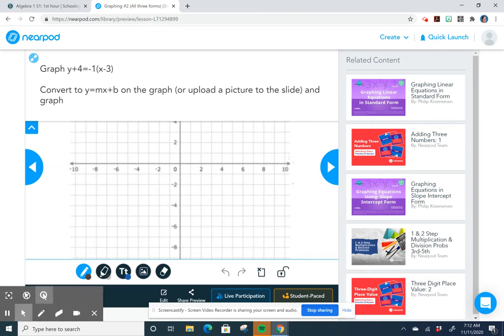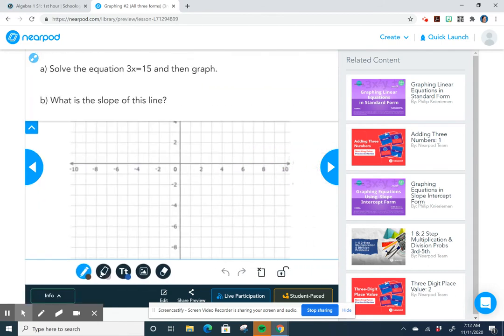Now, the next problems are the new problems. Notice that we have 3x equals 15. We only have one variable. We no longer have a y and an x. So this is actually a special case.